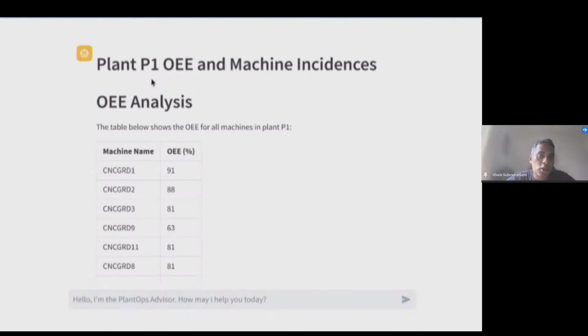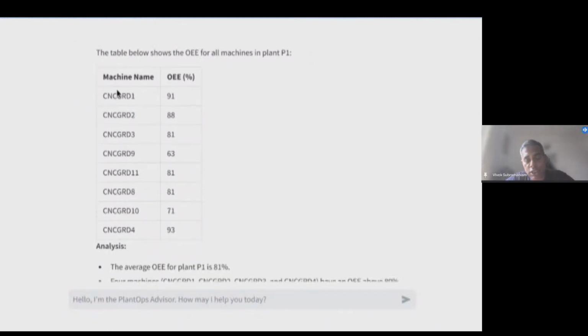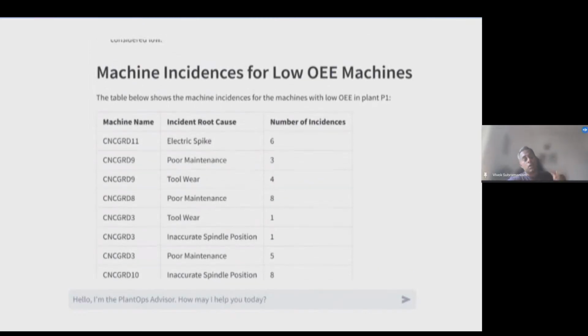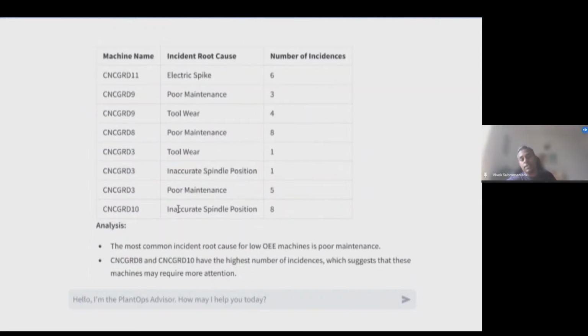And once all of these steps are executed, the analysis is what you see on the table. It says the plant P1 OEE and machine instances. It essentially says that, look, I have so many machines under plant P1. The problem machines that have above-OEE issues are the following, and these are the machines which have lowish OEE, which is CNC 9, 10, 11. From that point, it's gone to the root cause table again within the enterprise data warehouse, pulled out the root causes, pulled out the various instances associated with the root cause.